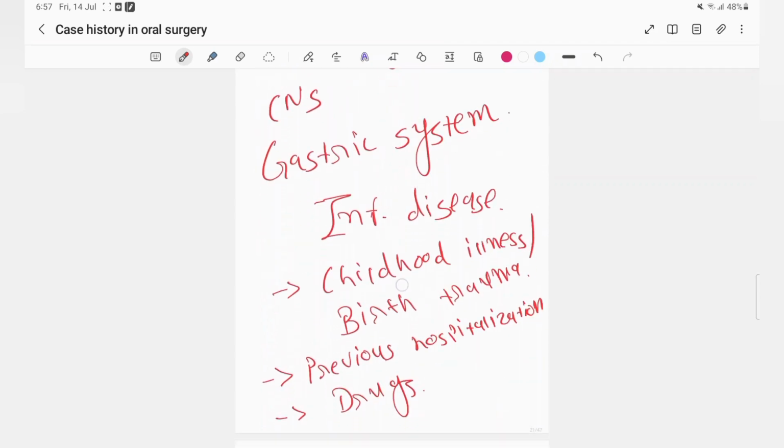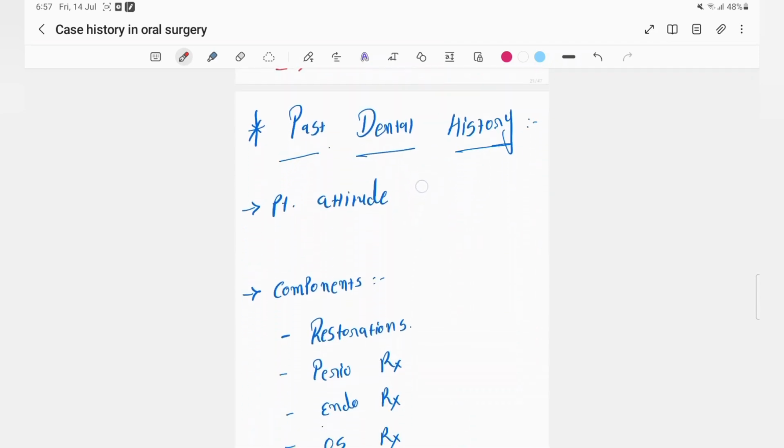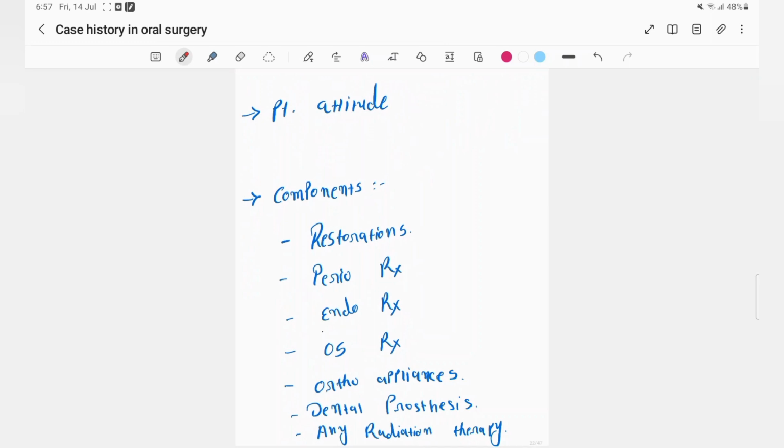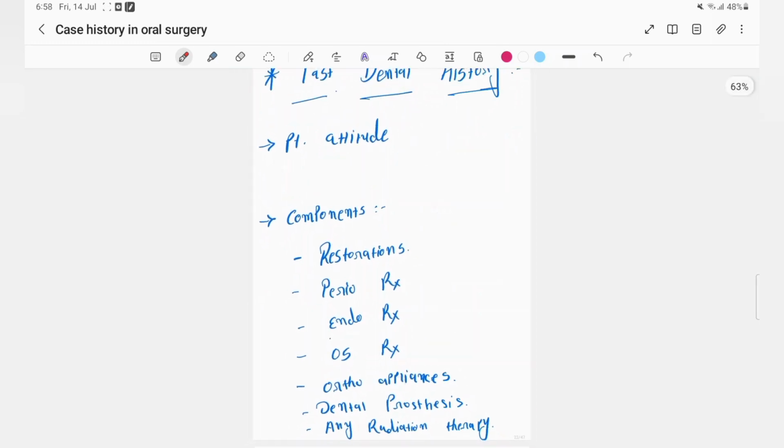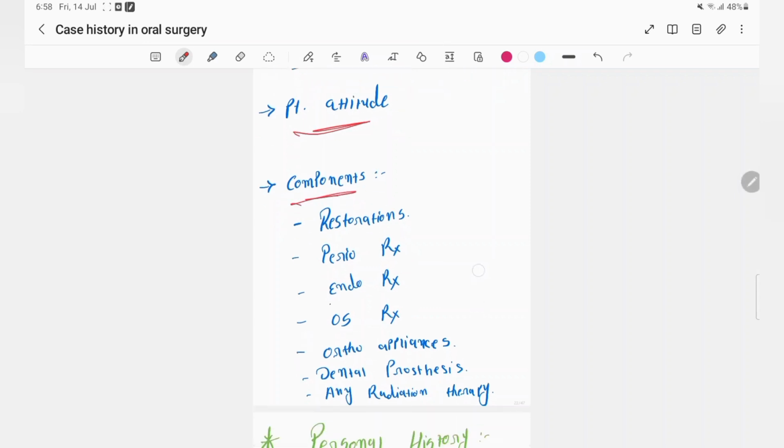Now moving to past dental history. Why are we recording this dental history? To check a patient's attitude towards past dental treatment. In this, you have to see these components: previous restoration, perio treatment, endo treatment, OS treatment, any previous ortho appliances, any dental prosthesis and any radiation therapy in the head and neck region.